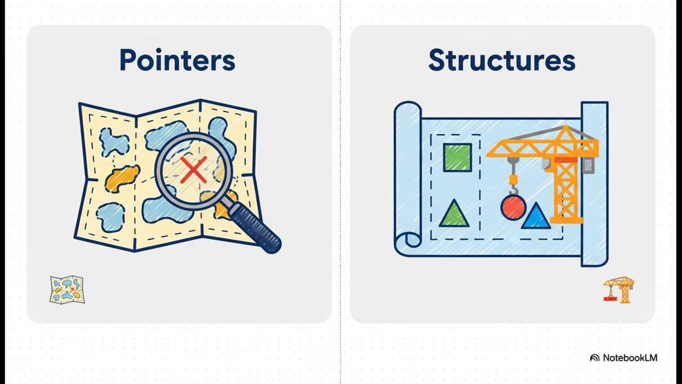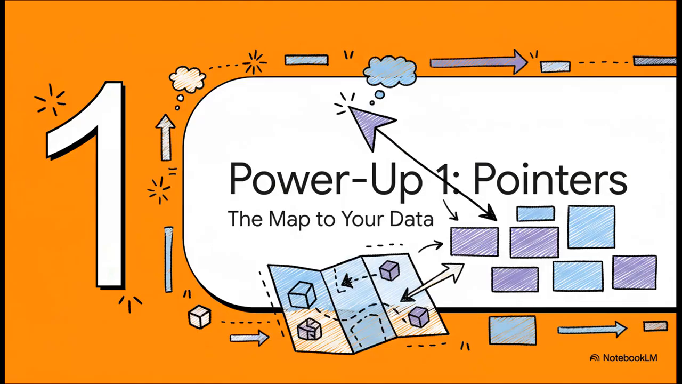Just think of it like this. A pointer is your map. It's the tool for finding where your data is hiding in memory. And a structure, that's your blueprint. It's the tool for building brand new, complex kinds of data. So one finds and the other builds. Let's break them down. All right, let's get into our first power-up: pointers.